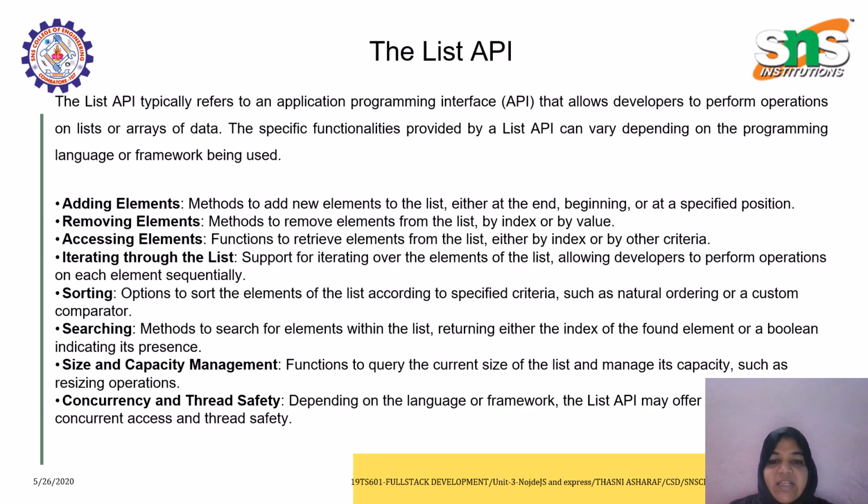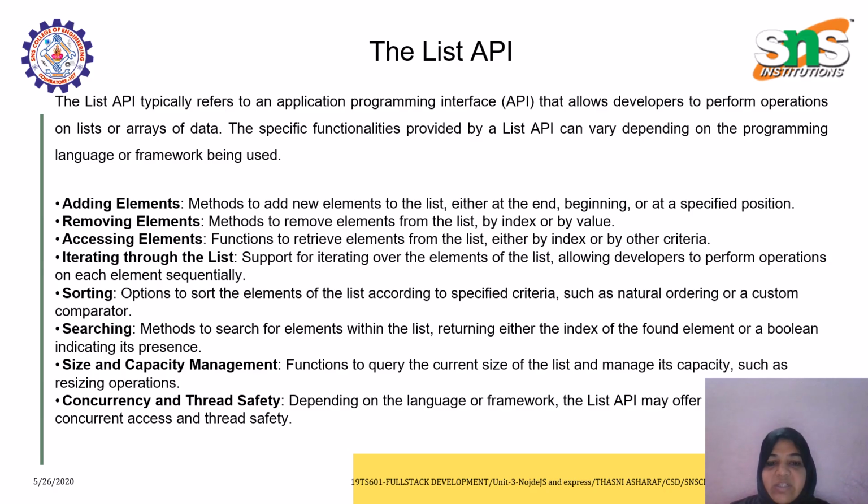The specific functionality provided by List API can vary depending on the programming language or framework being used, which includes adding elements, removing elements, accessing the elements, iterating through the list, sorting, searching, size and capacity management, concurrency, and thread safety. In adding elements, we add new elements to the list either at the end or beginning or a specified position, and removing elements, which is nothing but methods to remove the elements from the list by index or by value.